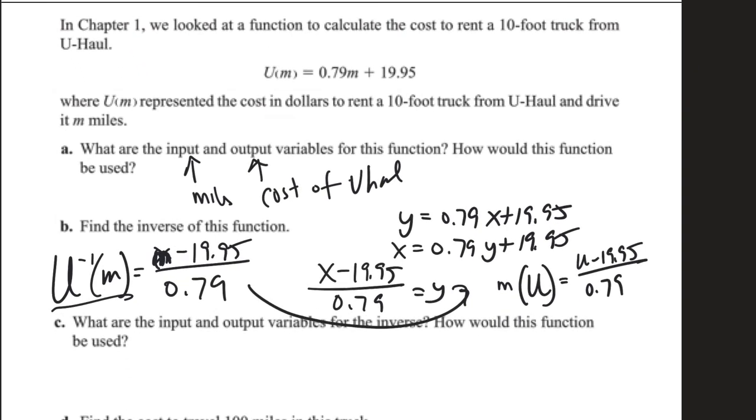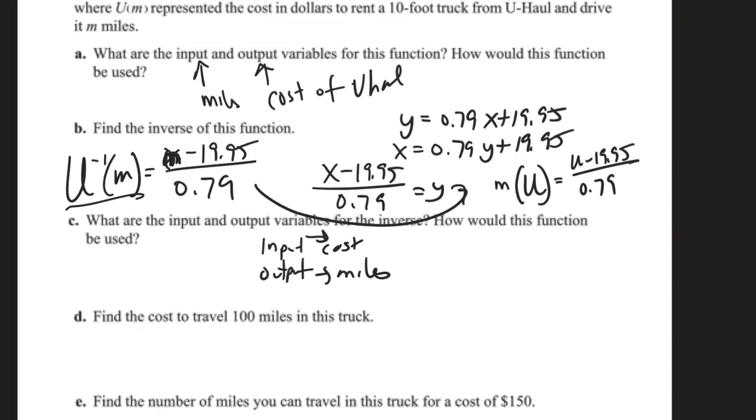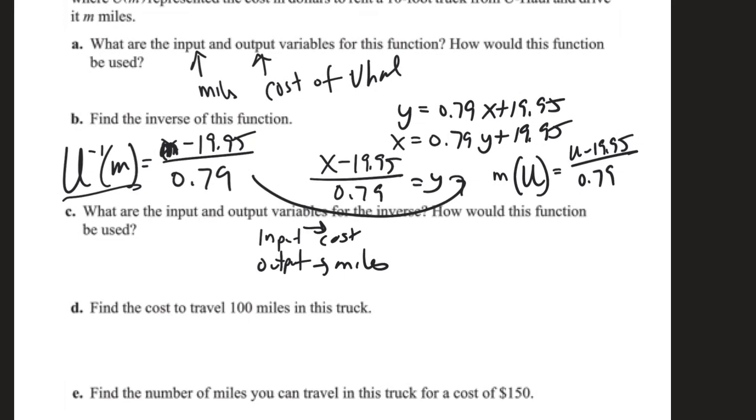They ask now, what are the input and output variables for the inverse? So now the input is cost, and the output is miles. And they ask you to find the cost to travel 100 miles. That is the m of, actually, let's go back here a little bit. That would be u minus 19.95 over 0.79 equals 100. And I would go through all of the processes here to solve for u and find out what the cost is.